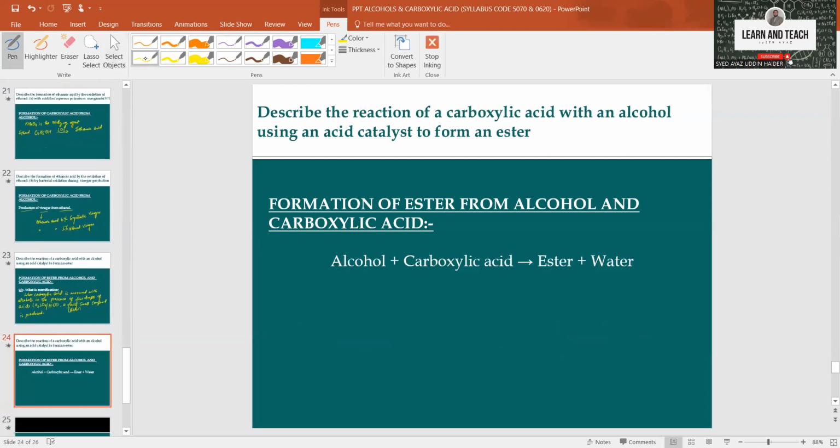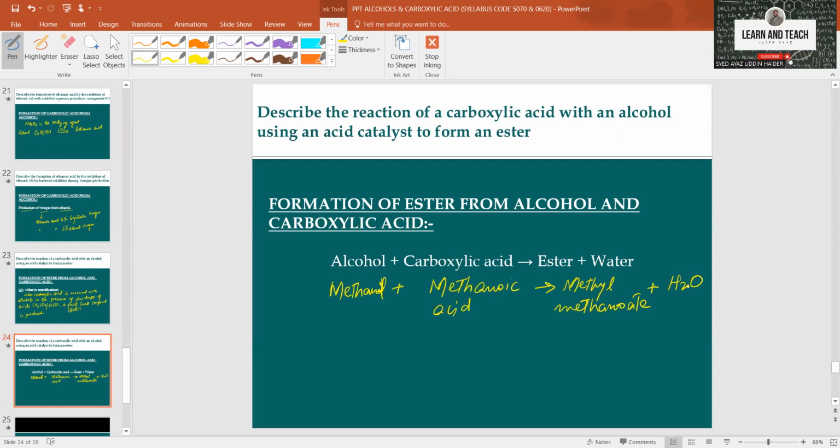You can take any alcohol. For example, I am taking methanol. To react methanol plus carboxylic acid, like methanoic acid. You will get ester, methyl methanoate, plus water. How are you going to draw the displayed formula for this ester?